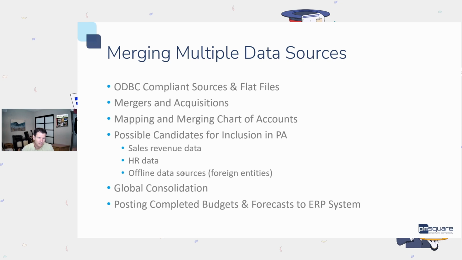And then we cover the offline data sources. Perhaps you have a foreign entity, sometimes South America or Africa-based entities that just have an Excel sheet or a flat file of their general ledger transactions. Still needs to be accounted for. So we go ahead and flow that into the TM1 model, able to report that global consolidation.